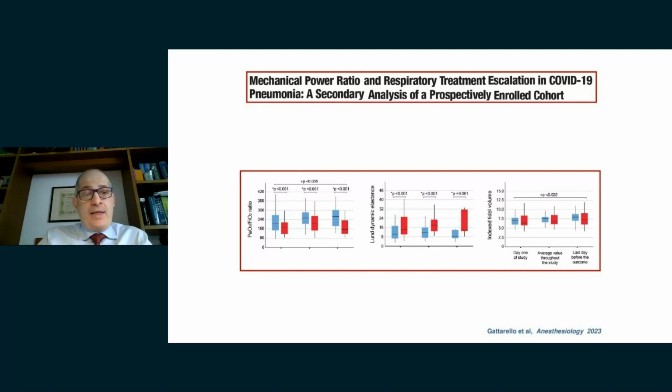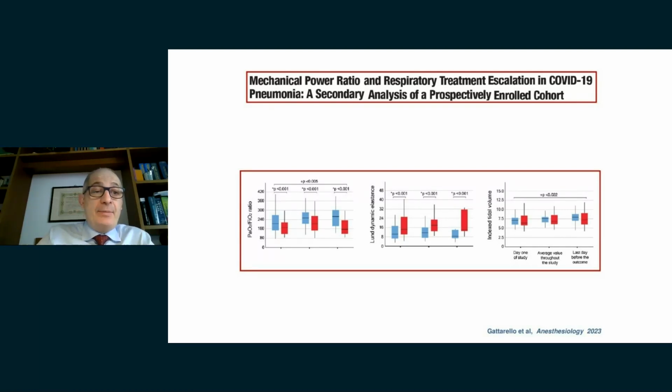The last study is a study in which we collected data in a huge number of patients with COVID-19 respiratory failure admitted in intensive care that were managed with helmet CPAP. And the patients were followed from admission during the intensive care stay and were divided according to the final outcome. The final outcome was patients who received invasive mechanical ventilation in red, and in blue, patients who did not receive mechanical ventilation.